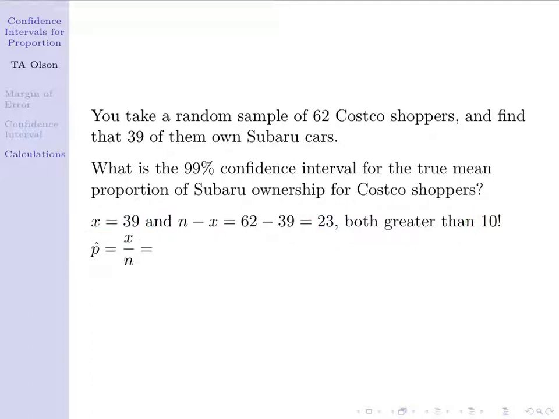So the next thing we need to calculate is our proportion. Right? So X over N, the yeses over the total sample size, is going to be our proportion value, and that is 39 over 62, so out to 4 decimal places, this is 0.6290. 62.9% of our sample owns Subarus.